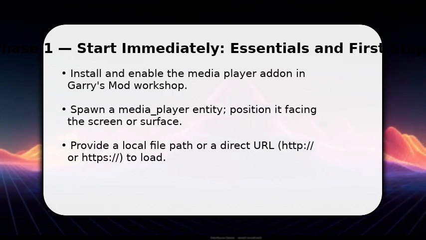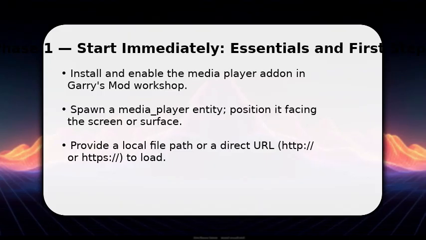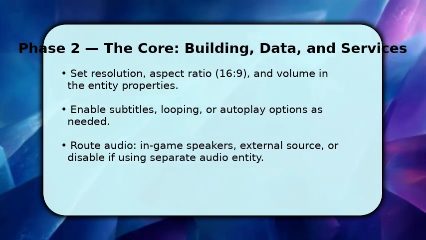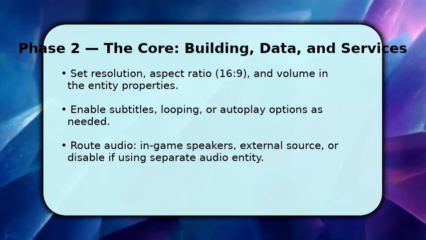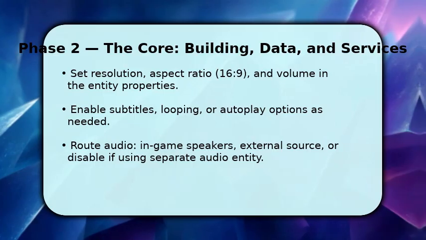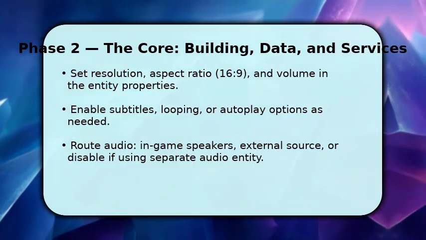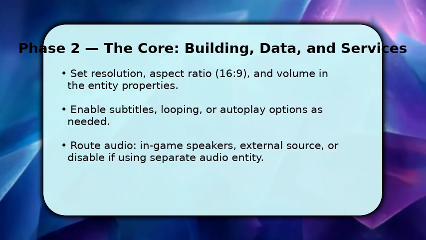Now configure playback settings so the output looks and sounds correct. You adjust resolution and aspect ratio, use 16:9 for widescreen, and set volume. This affects sync and clipping. Then enable loop or autoplay if continuous playback is required. Subtitles can be toggled here as well.